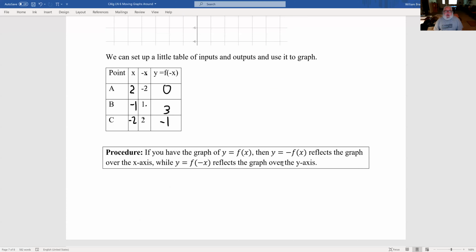Multiplying by a constant, a positive constant, either stretches it or contracts it. If it's outside the graph, it stretches it up and down. If it's inside the graph, it stretches it left and right.